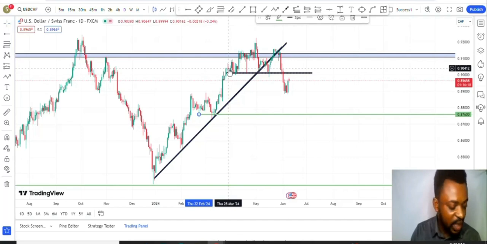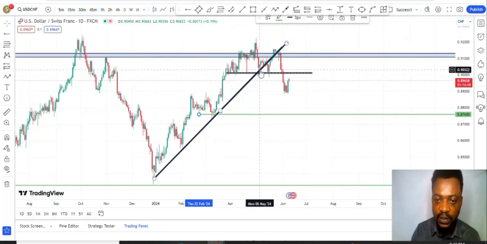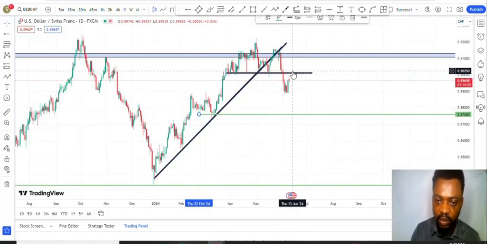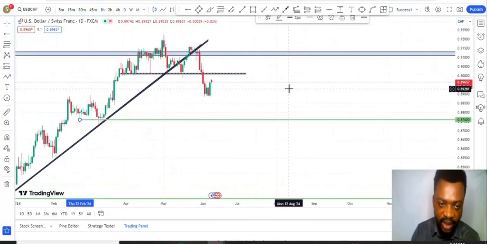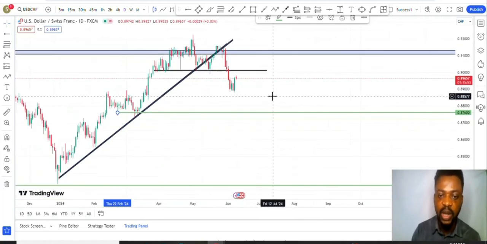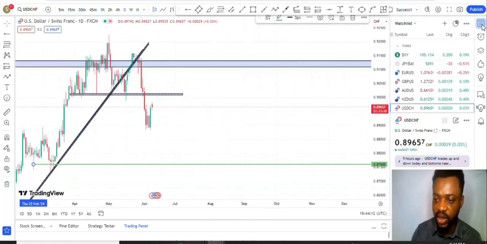Since February, price has been playing this range since February this year. It took almost 5 months to break it, right? Before we go for a retest. So I want to see that retest actually around here before we take it down. So that's what I'm actually waiting for on USD CHF, right?